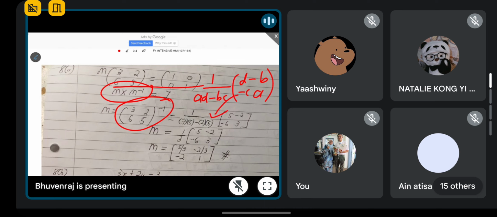Exactly the same thing. So I just substitute the value only. A is 3, B is 2, C is 6, D is 5. Okay, you can see over here when I sub. And then again, you see, switch the position D and A, and then add a negative symbol. Then you will get this one. Then just multiply 1 over 3 inside to all the terms. Dapat masuk saja 1/3 ini.